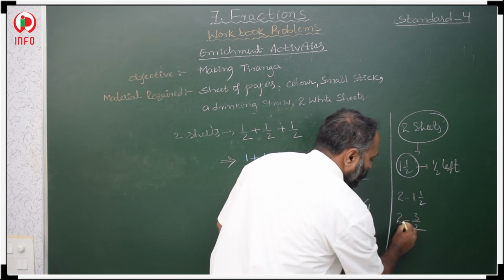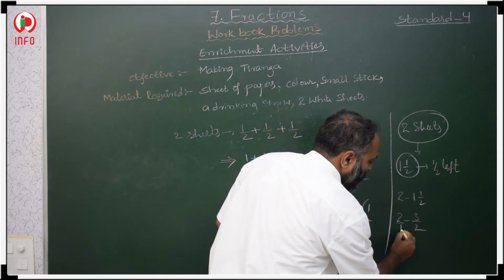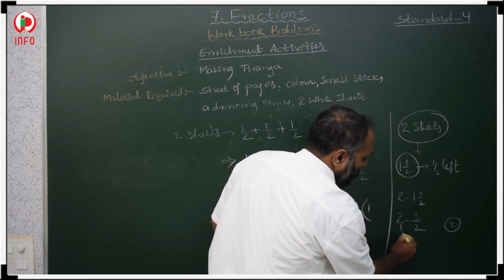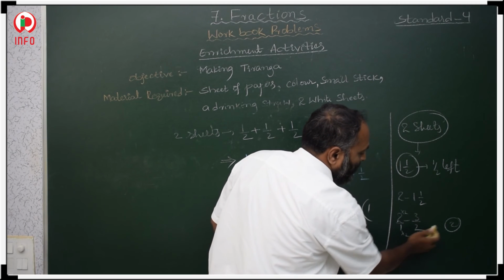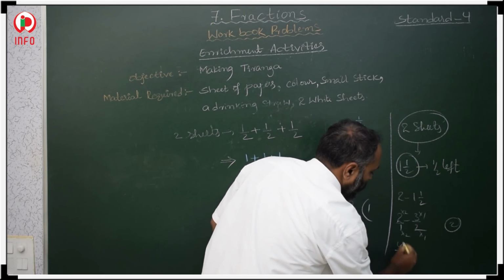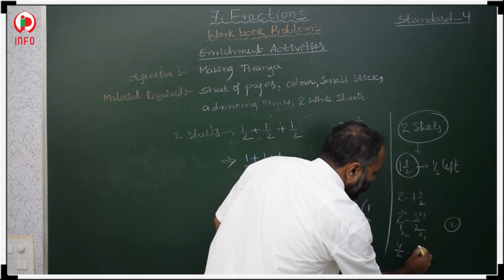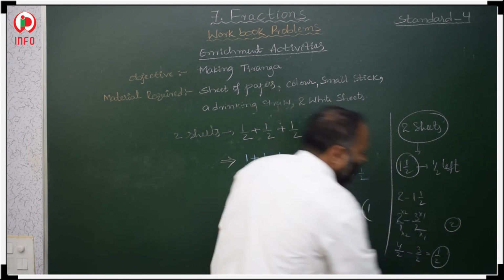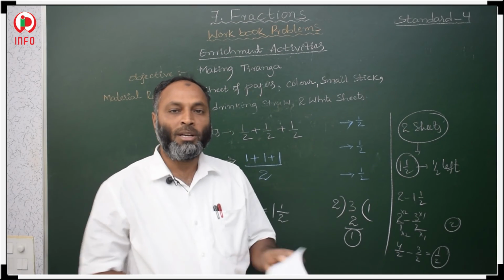Then take the LCM. What is the LCM? 2 is our LCM. In the table of 1, when will you get 2? 1 twos are 2, multiply by 2. In the table of 2, when will you get 2? 2 ones are 2, 2 twos are 4. So 4 minus 3 is 1, 1 by 2. Half sheet is left. How much is left? Half sheet is left.